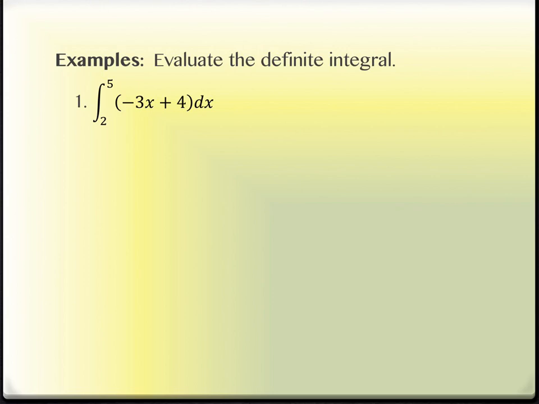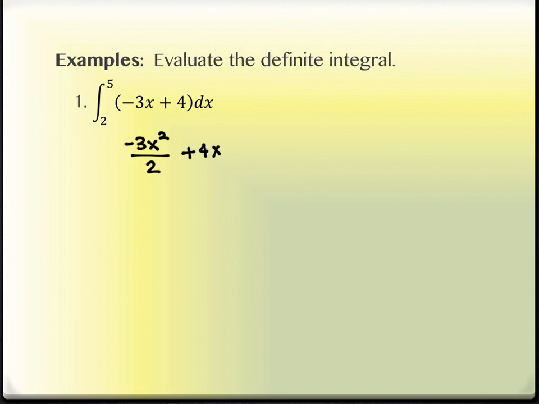So we're going to take an antiderivative, just like you did on your gateway and everything else, of negative 3x plus 4. So what is the antiderivative of negative 3x? Negative 3x squared over 2, right. And then what are we going to do with that 4? 4x. Yeah, plus 4x on the end.